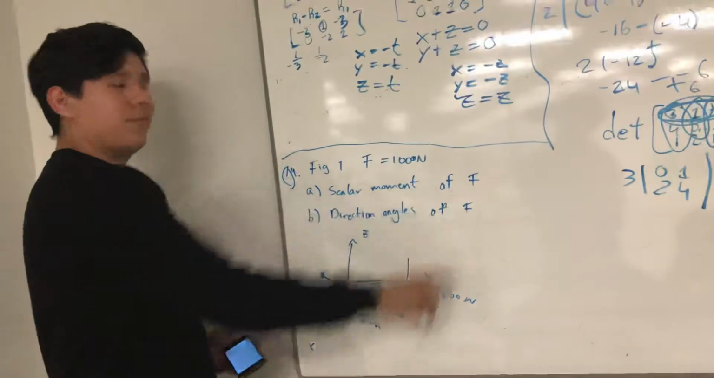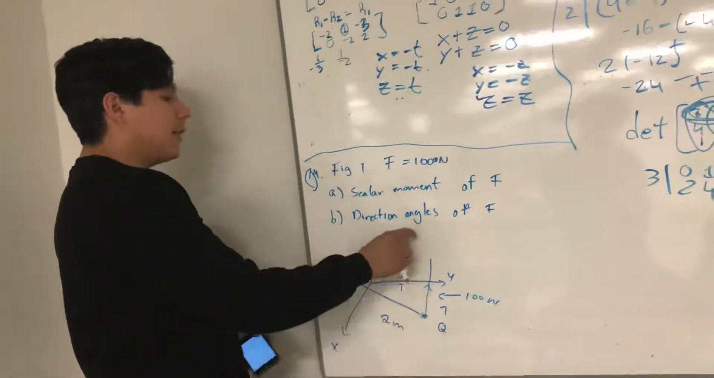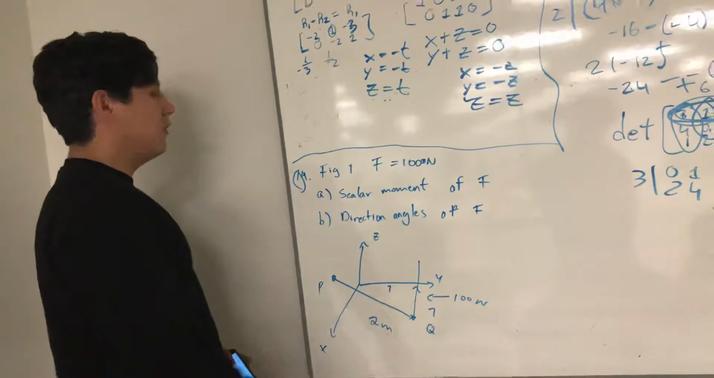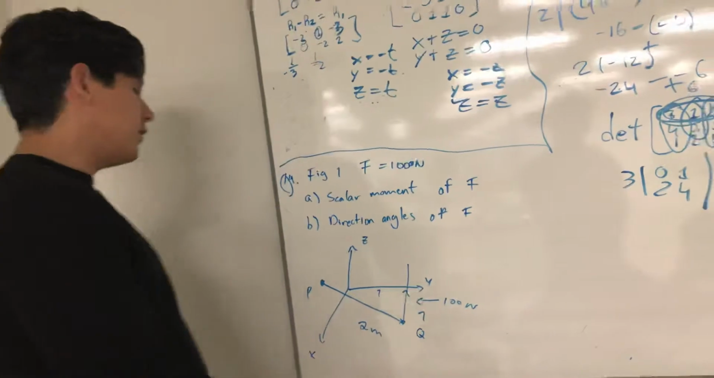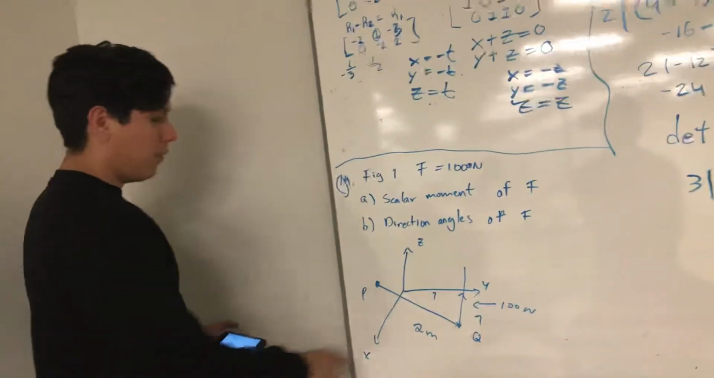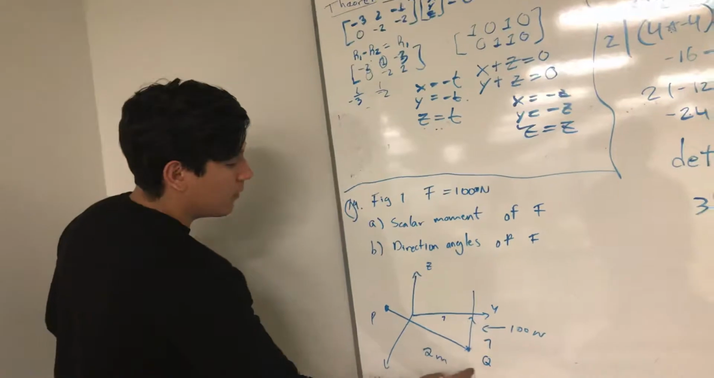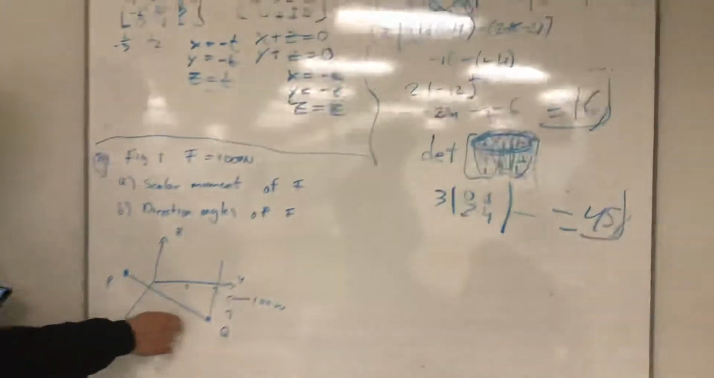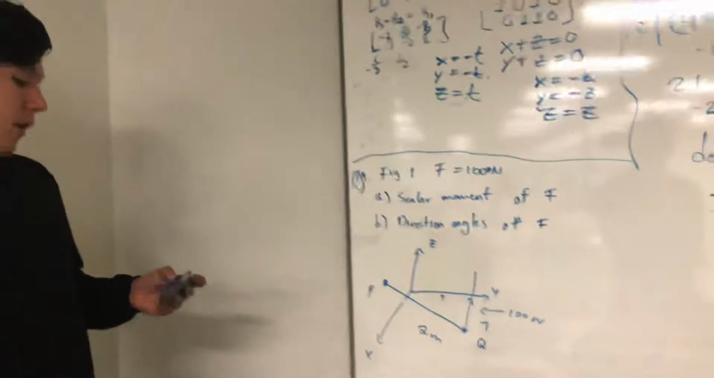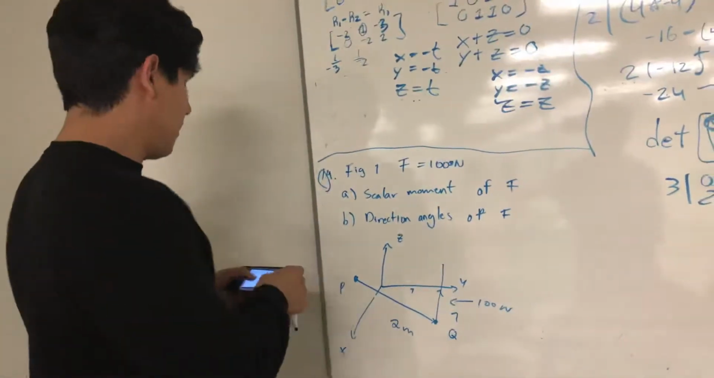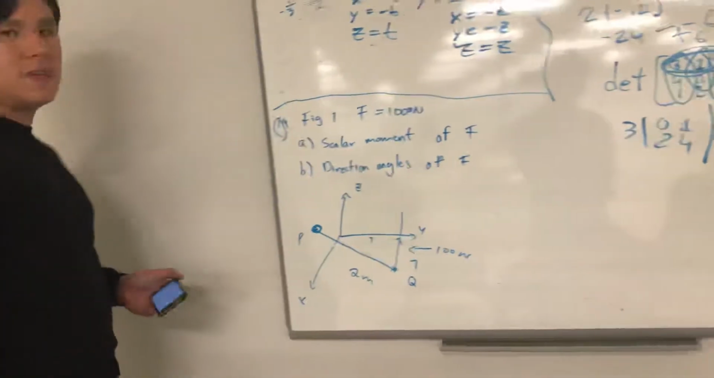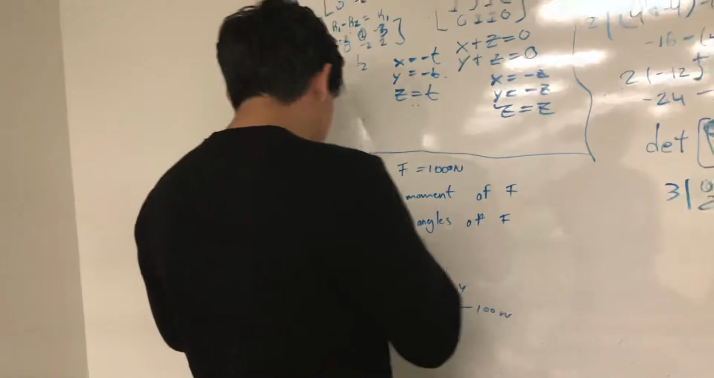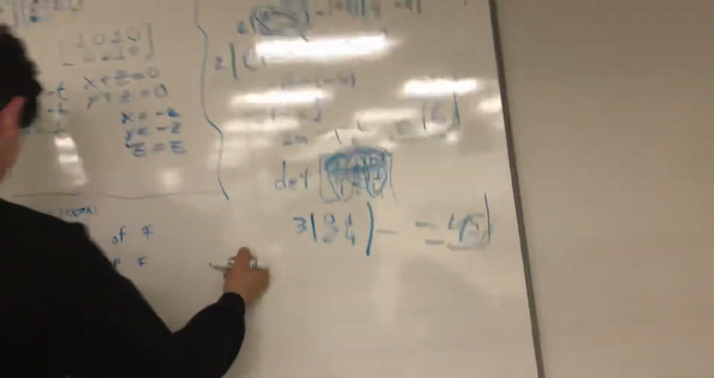So our last problem, we have to find the scalar moment of F, that is the force, and the direction angles of F, where our force is 1000 newtons. This is our graph. We know that our range is 1 meter and our latitude is about 2 meters. So, we have to follow our formula, knowing our positions.